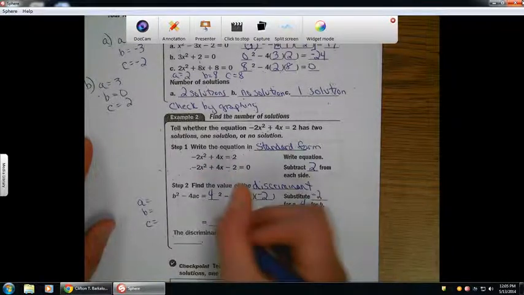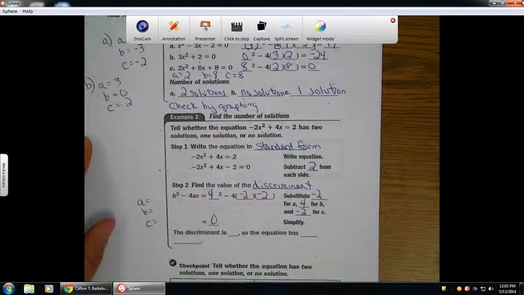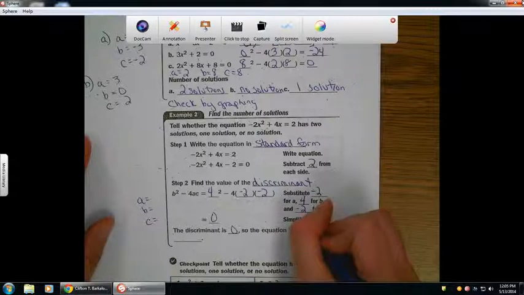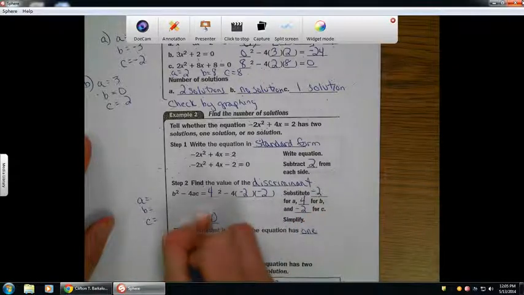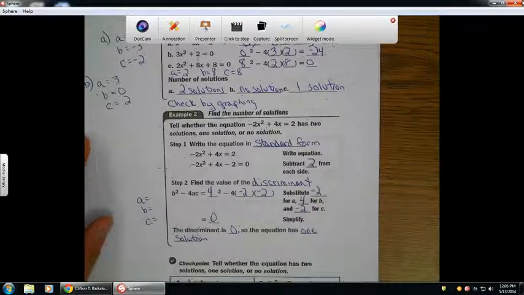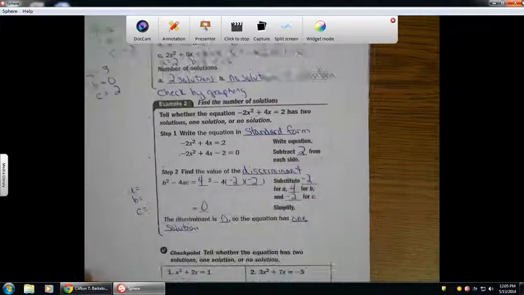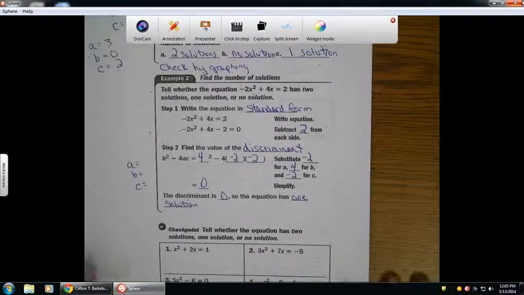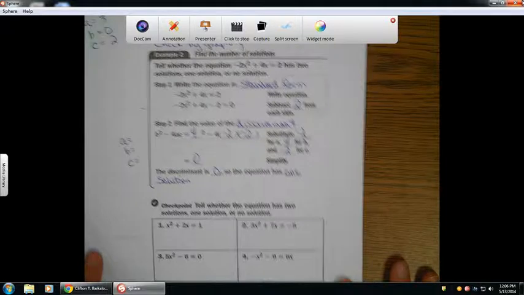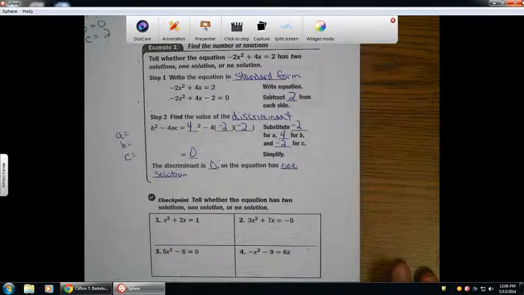The value of your discriminant is 0. The discriminant is 0, so therefore we have one solution, only one x-intercept. Check by graphing. All right, go ahead and pause the video and do the checkpoint for 1 through 4. And when you're ready, turn it back on.